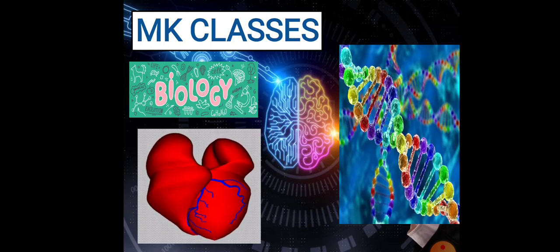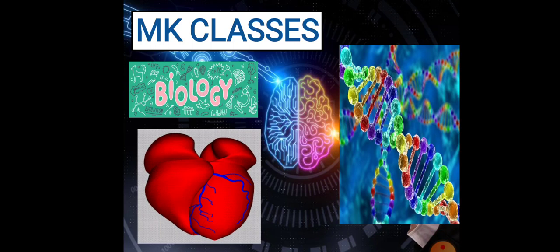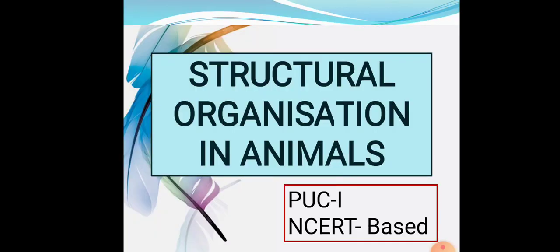In the previous video, I told you about connective tissue and its types. So, in this video, I am going to explain the other two types of animal tissues, that is muscular tissue and the nervous tissue, in the chapter Structural Organization in Animals. Now, let us go with the muscular tissue.